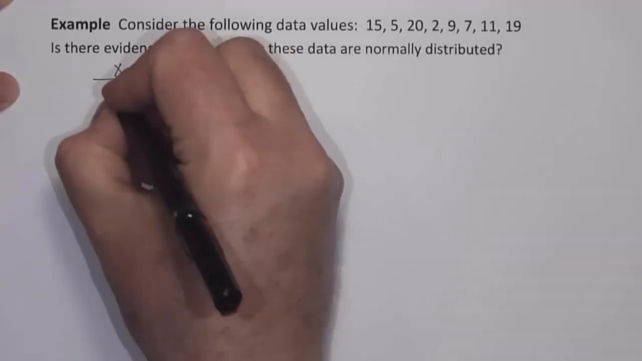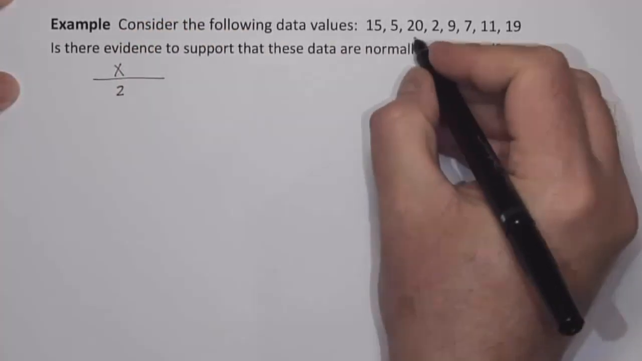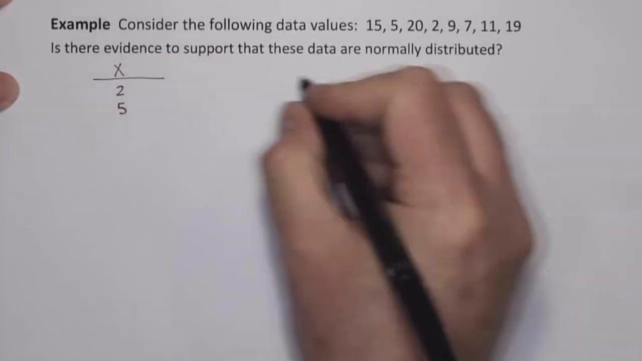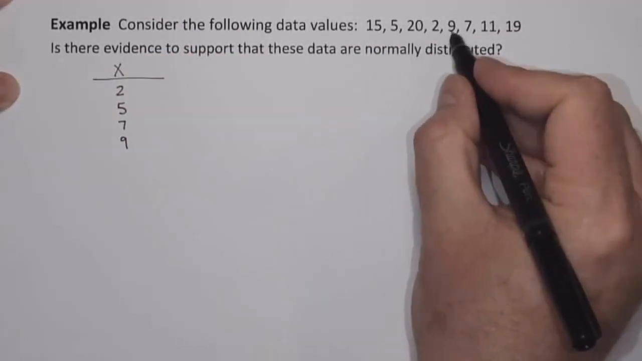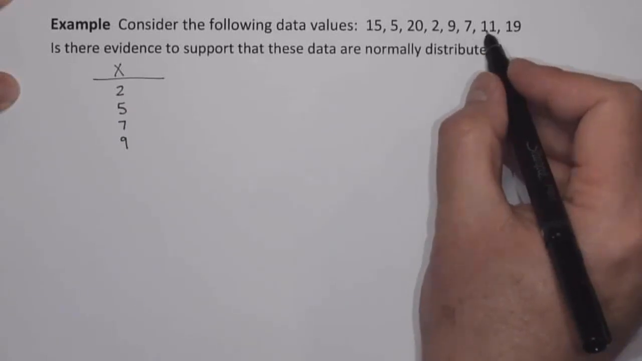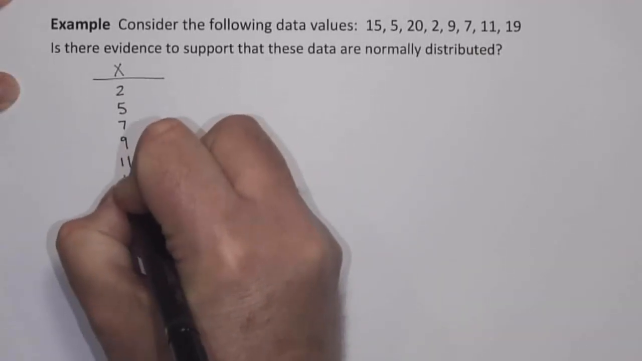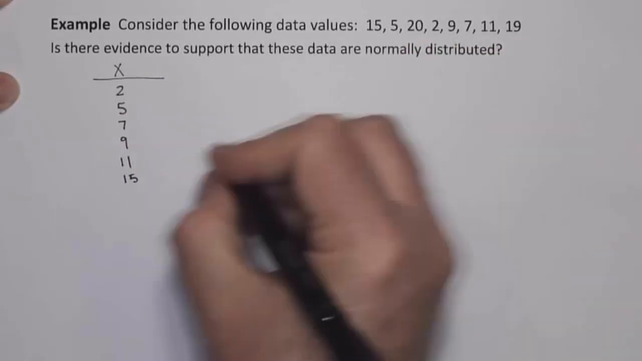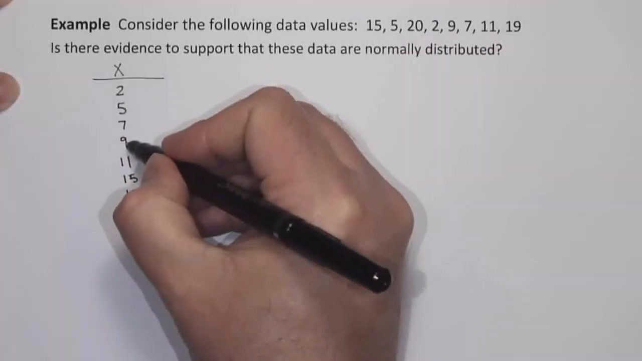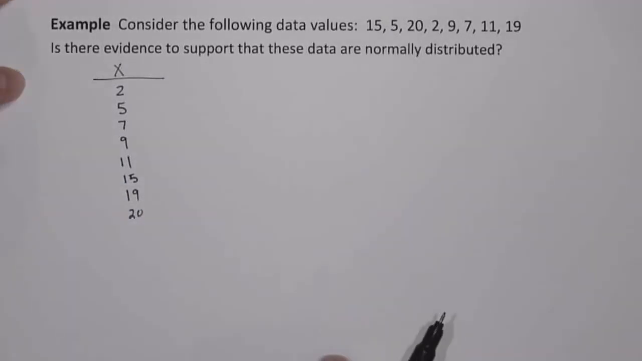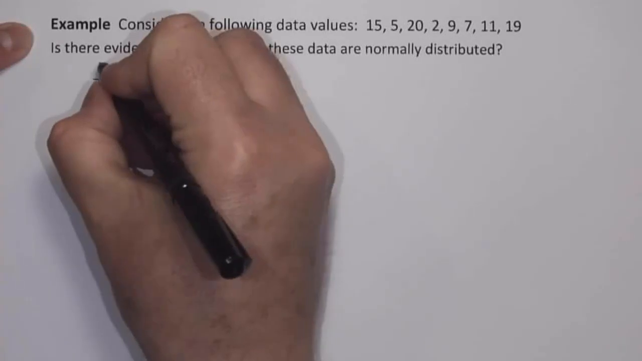So the smallest data value we have is 2. The next smallest data value we have is 5. And then 7, and then 9, then 11, then 15, then 19, and then 20. So we have 1, 2, 3, 4, 5, 6, 7, 8 data values, and we've put them in ascending order.